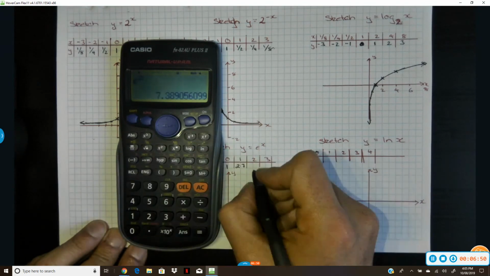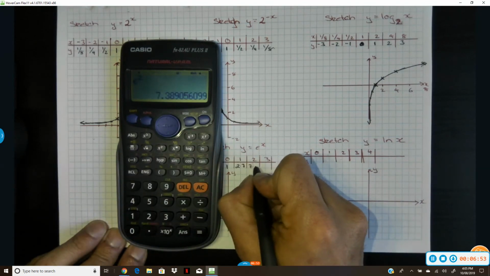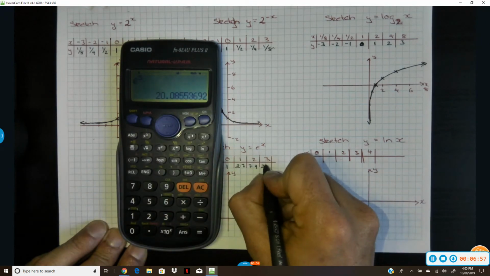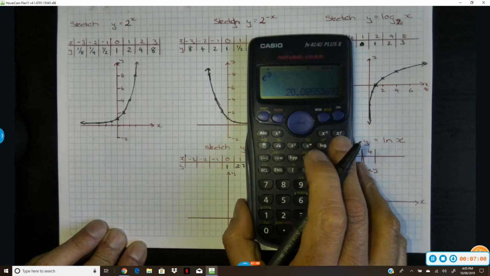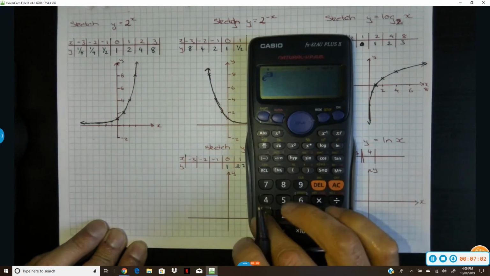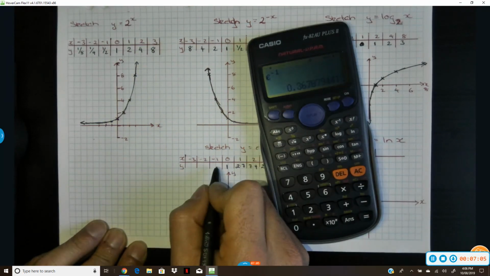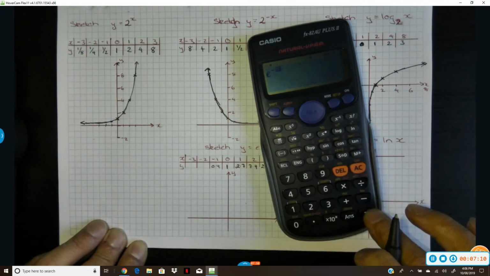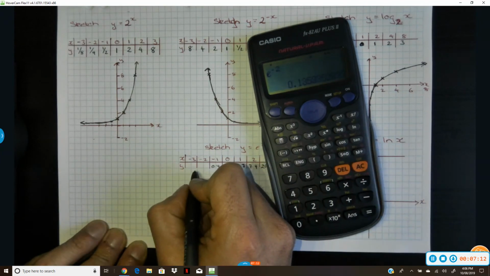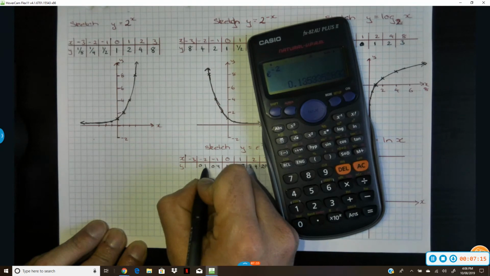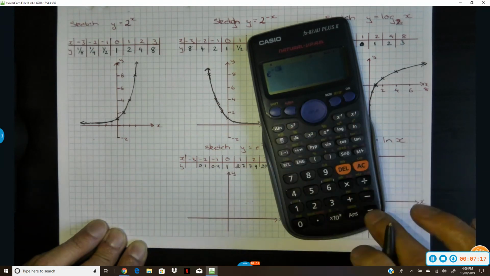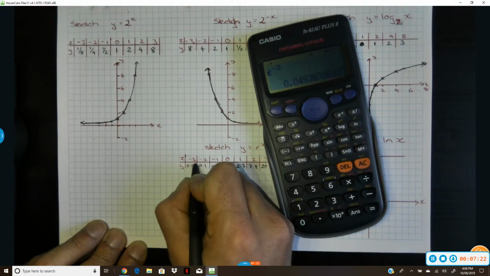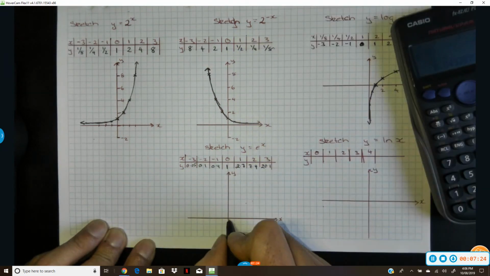If I square that, I get 7.4. If I cube it, I get 20.1. Okay, to the negative 1, I get 0.4. Negative 2, I get 0.1. Negative 3, 0.05.